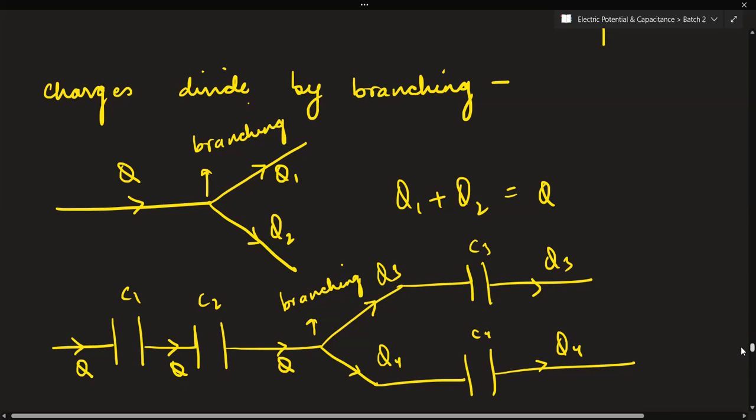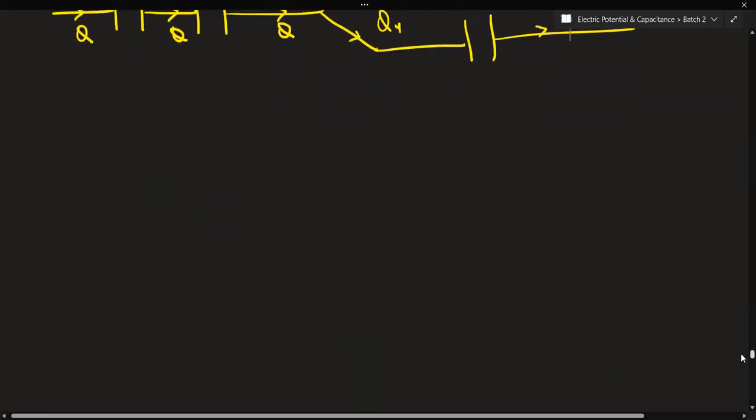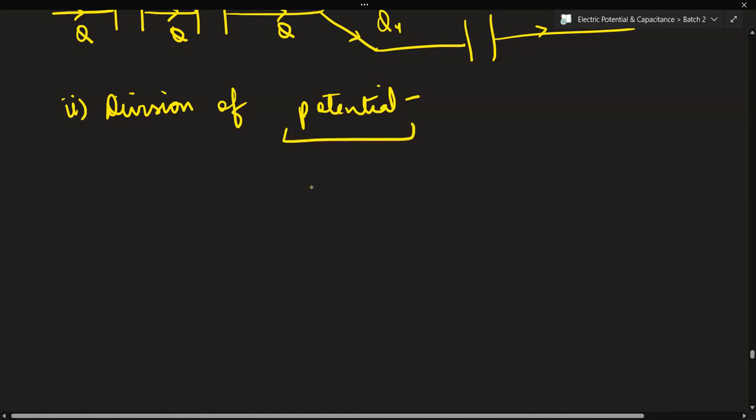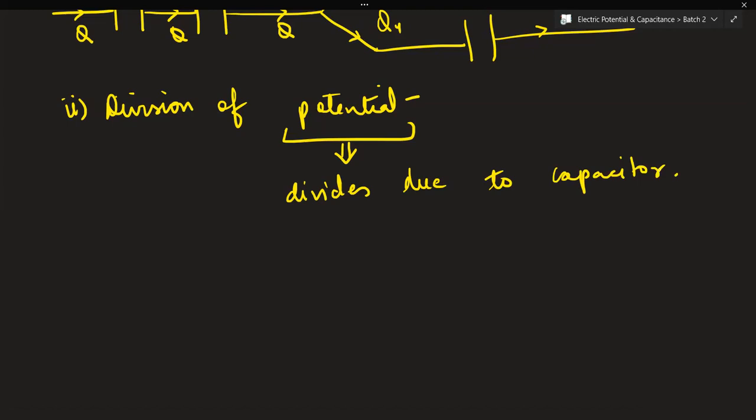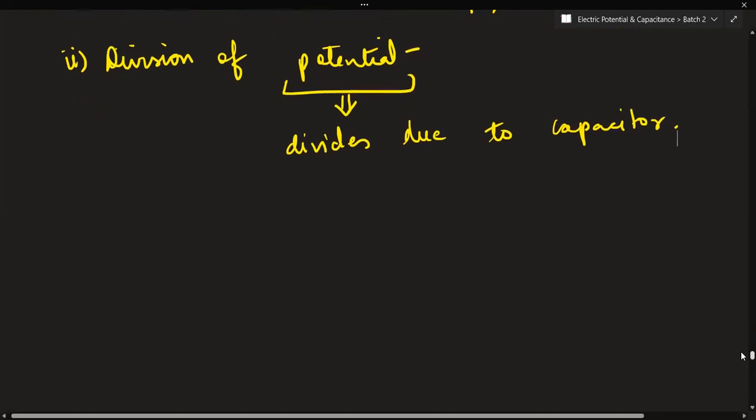Now, in case of potential, if you have to check for division of potential, this potential divides due to the capacitor. So in case of current electricity, if you have resistors, then the resistor will be dividing the potential. So at the end of both the lessons, you will be able to connect both of them.